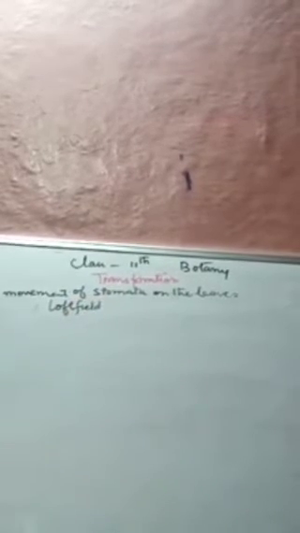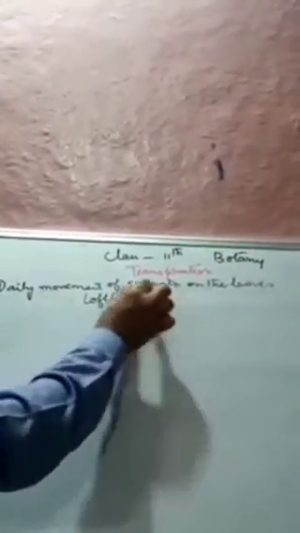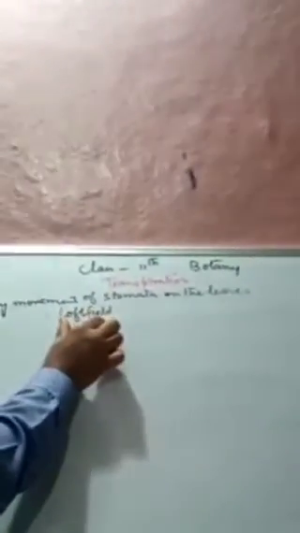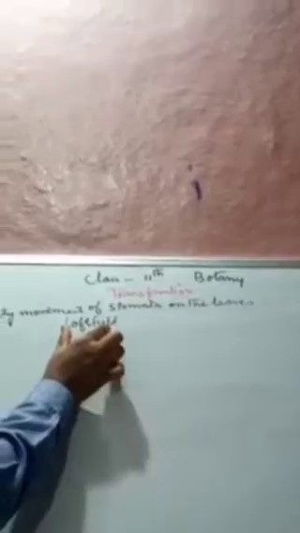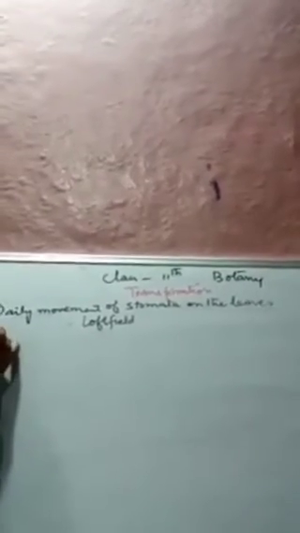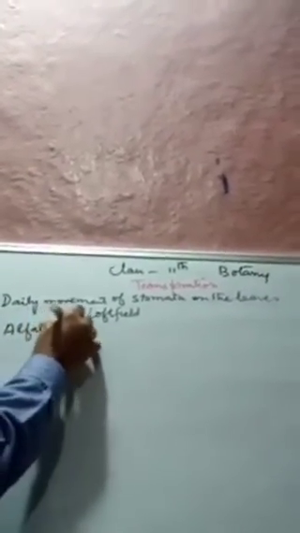He has given us the daily movement of stomata, and on that basis, when the stomata open, when they close. This Loftfield is the name of the scientist, botanist. He had given us four different types of the stomata. First one, that is called the alfalfa type.